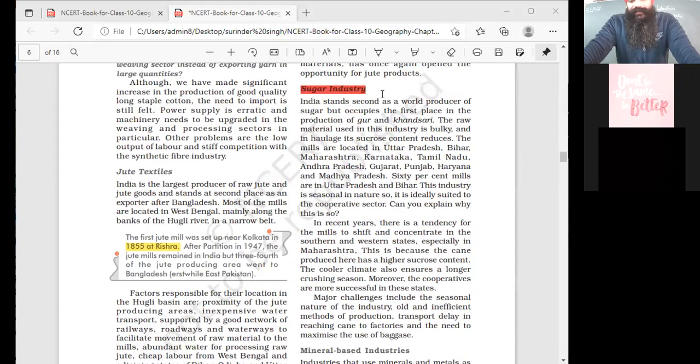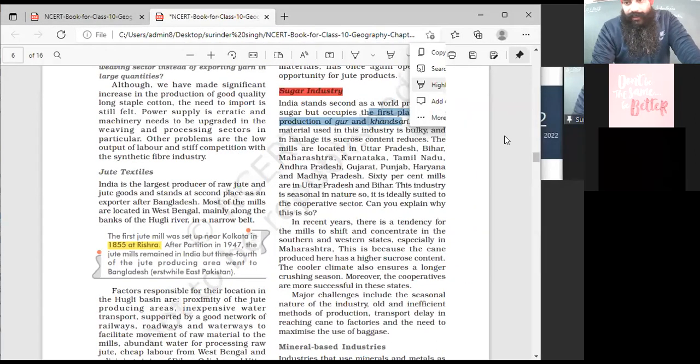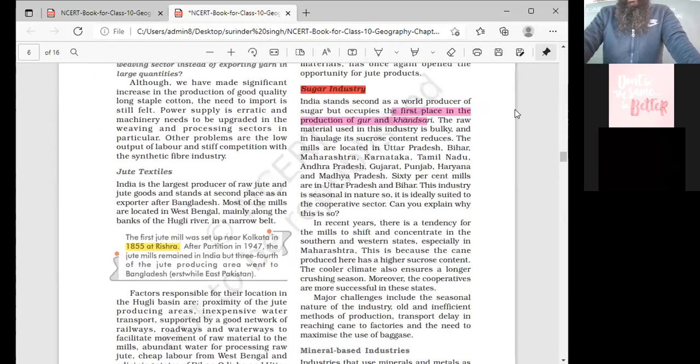India is the second largest producer of sugarcane after China. India occupies first place in indigenous sugar production, for example jaggery and khandsari. It holds the first position in relation to the indigenous sugar forms of jaggery and khandsari.